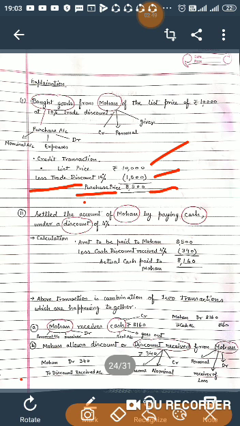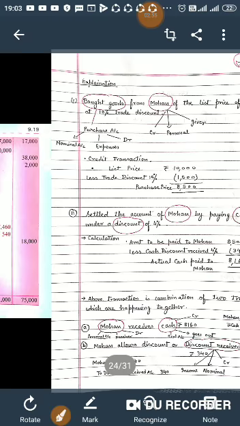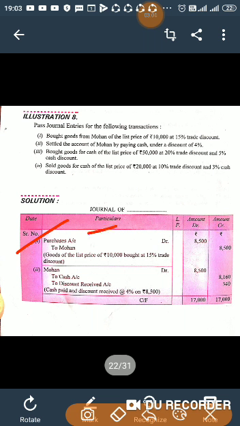So the journal entry will be: purchase account debited to Mohan account. We will write the narration: goods of the list price of rupees 10,000 bought at 15% trade discount. In the debit column you will write 8,500, and in the credit column you will write 8,500.